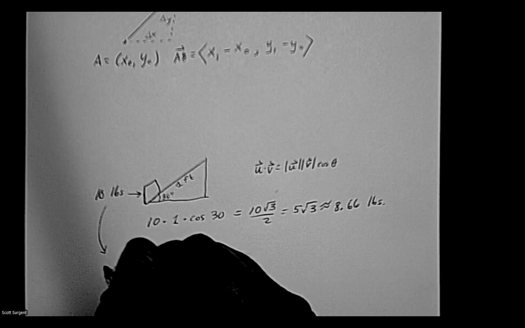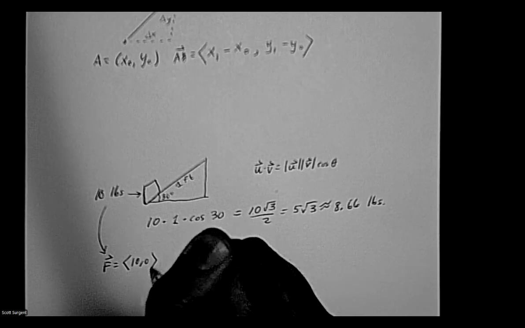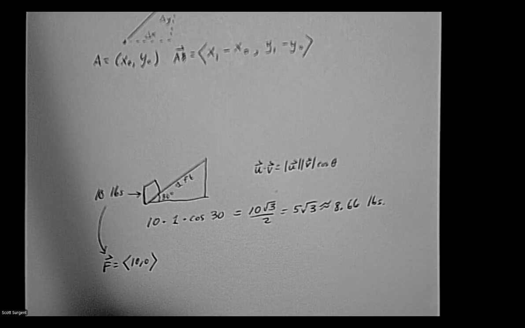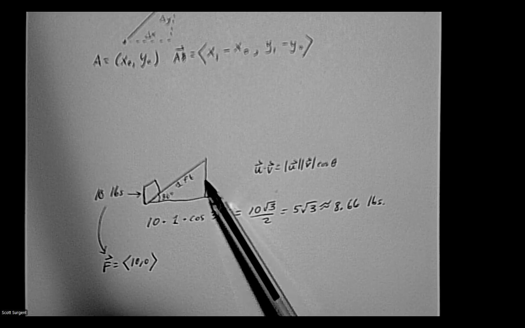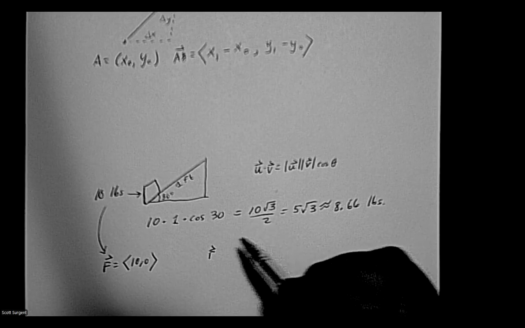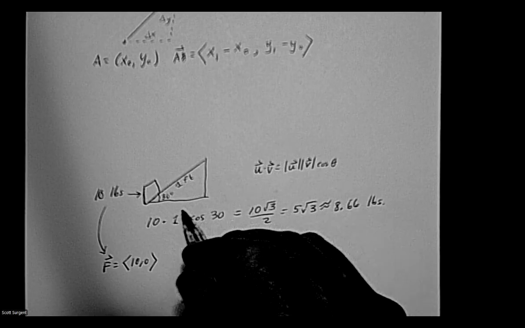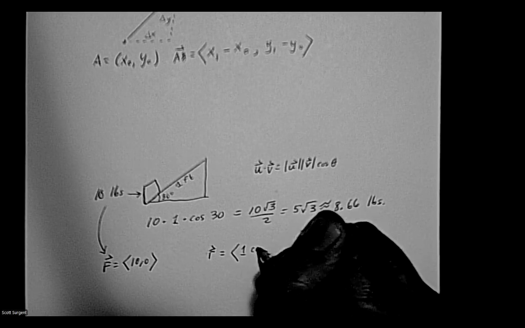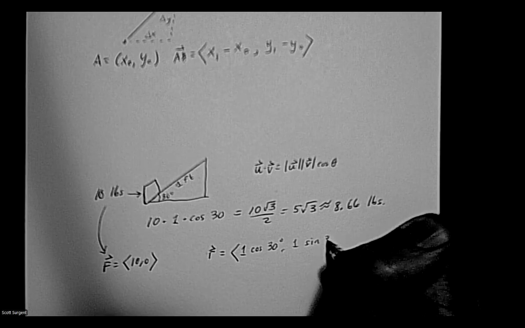Let's try to do this using vectors. So the force vector would be 10 and 0. Okay. And then what I would do on this problem is I would take this ramp here and I would just break it up into its two vector components. We'll call it R for ramp, I guess. And it's 1 cos 30, 1 sine 30.